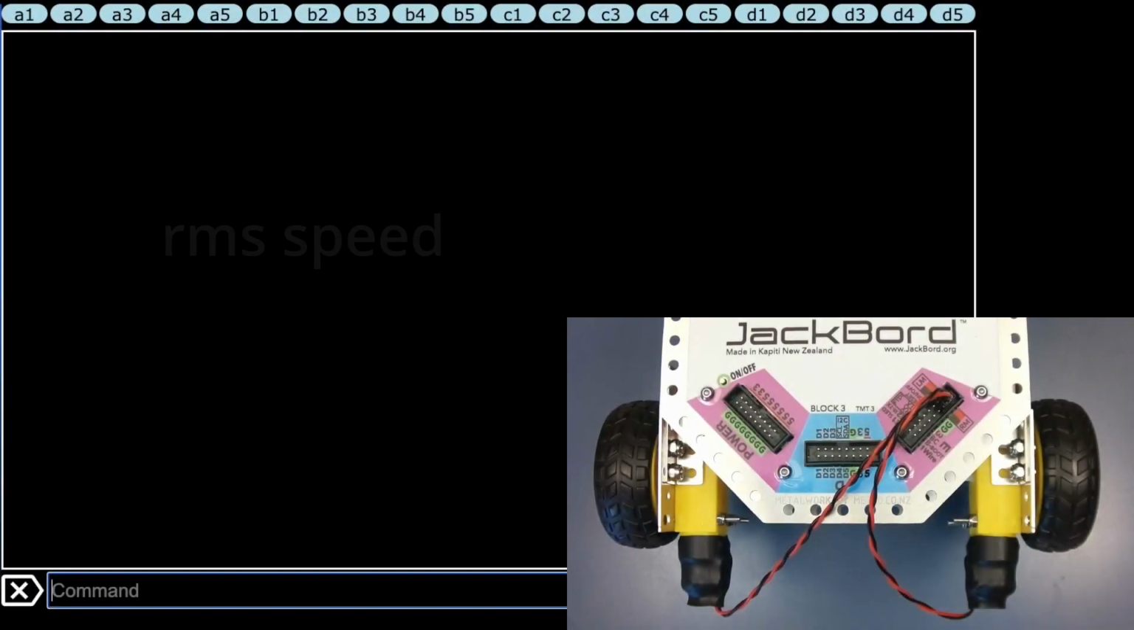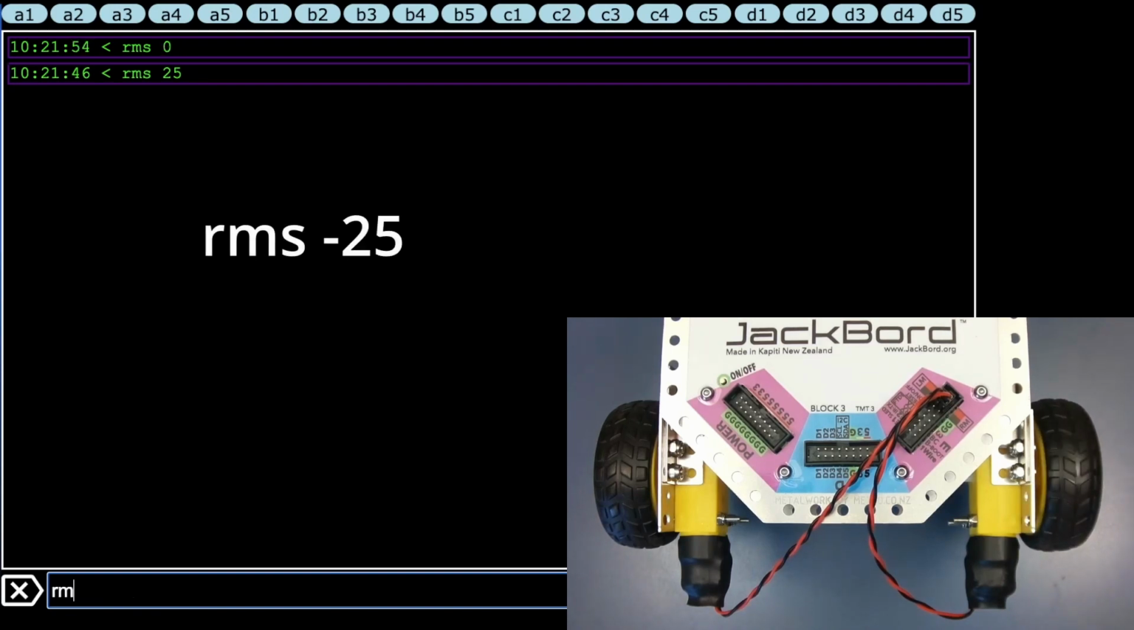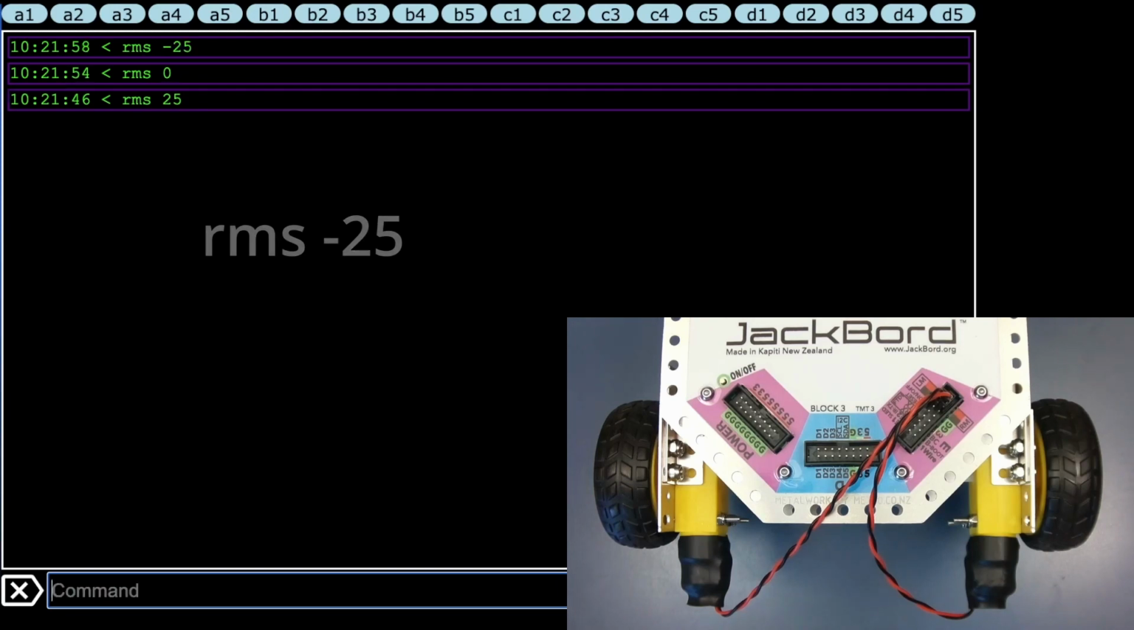The RMS or right motor speed command works in the same way as the left motor speed command. So if I want to make the right motor speed 25%, I type RMS space 25 and press enter, and only the right-hand motor begins to turn at 25% of full speed. And again, to stop it, RMS 0, and to go backwards, RMS minus 25.